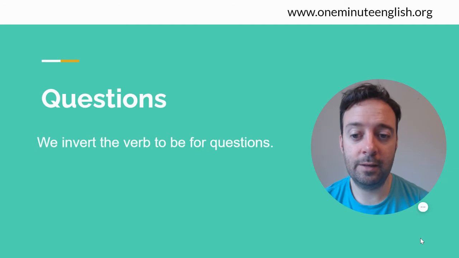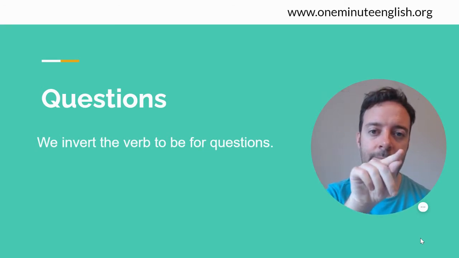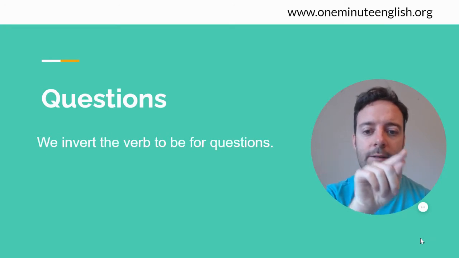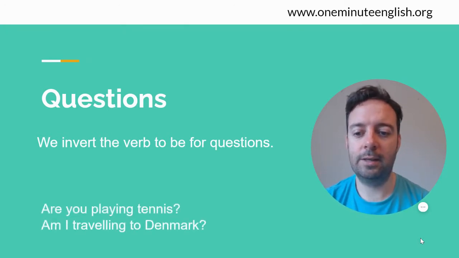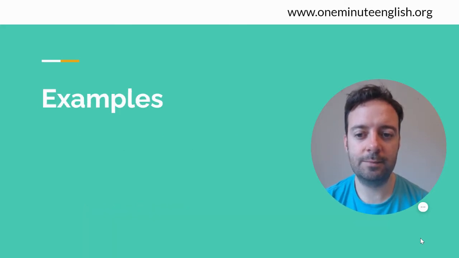And for questions, we invert the verb to be for questions. So remember, we have I am. So it will be am I. Okay, so here we have some examples here. Are you playing tennis? Am I traveling to Denmark? So we invert the am and the I to make the question.